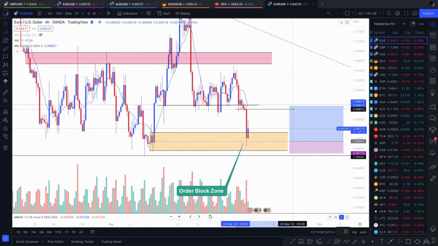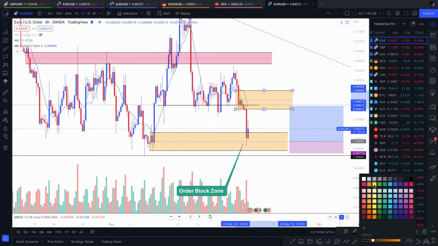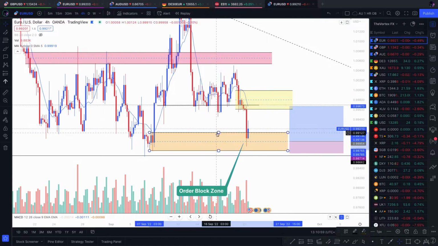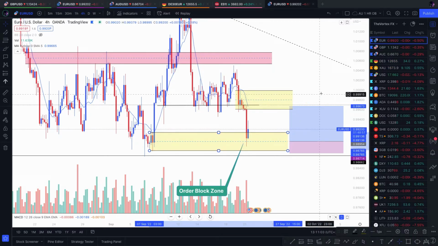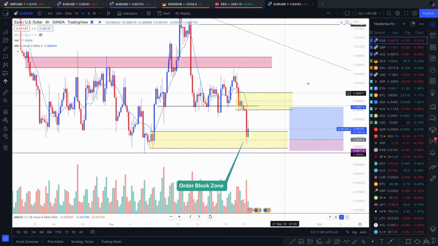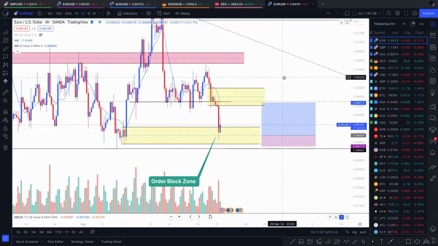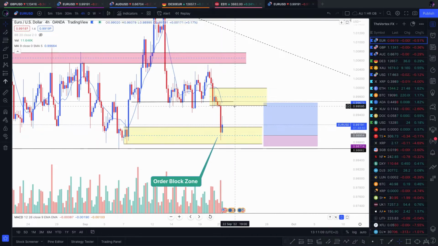However, my reasoning for not thinking it is a perfect setup: let's make this yellow. I always like to make the order block zones yellow. Let's make this one yellow as well. My reasoning for this potential order block setup not being perfect, or not classing it as a grade A setup, is because the impulse that broke below the support zone happened in 1, 2, 3, 4 candles. I generally like to see the impulse break in 1 or 2 candles.